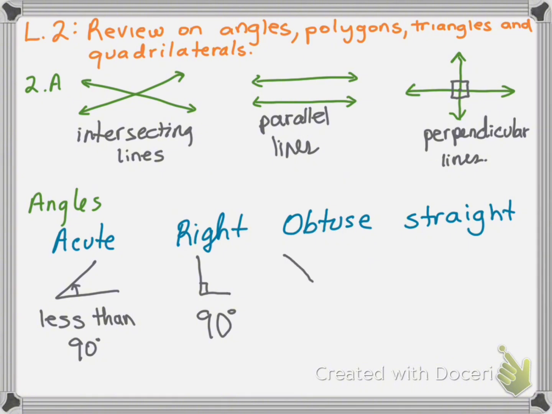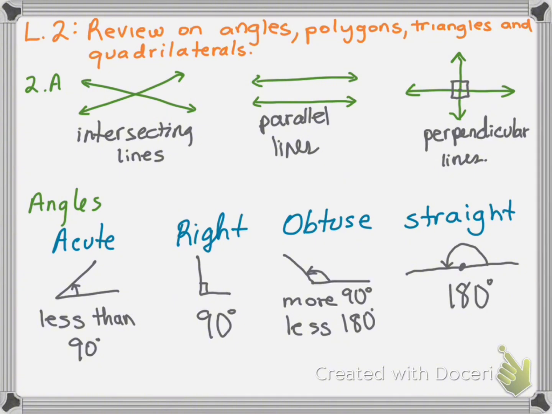Obtuse angles look like this. They are bigger than 90, and they measure more than 90, but less than 180. The straight angle looks like a straight line, but we usually have a point in the center to indicate that's the vertex, and we have a 180. That's the measurement.